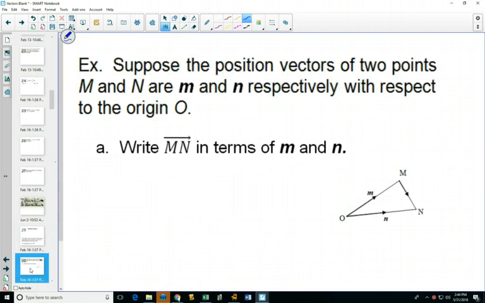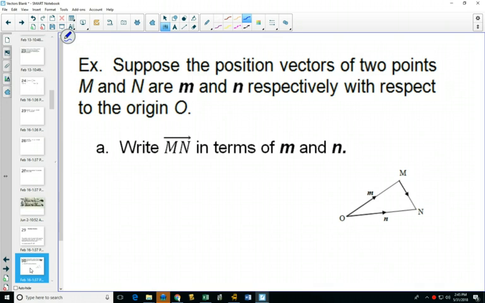Now, you have two points M and N. And what the position vector does is it says, I have a position vector m, which goes from O to M, and a position vector n, which goes from O to N. If I wanted to go from M to N, how could I do that only using its position vectors? In other words, how could you write M to N in terms of m and n?